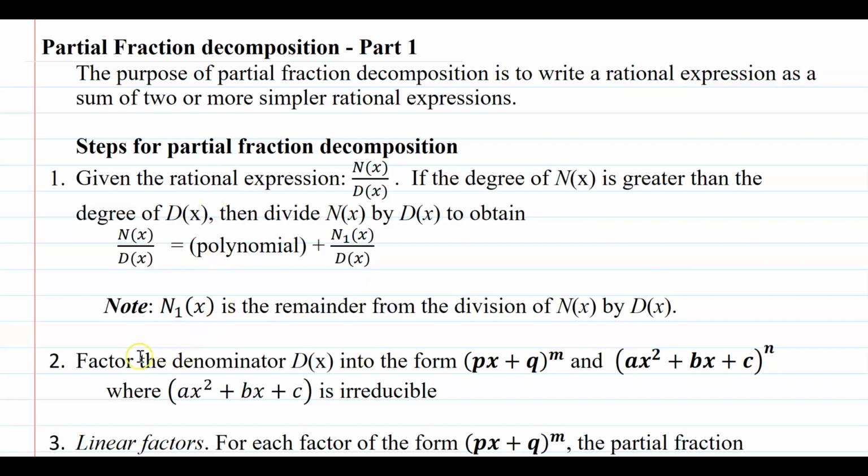Now, step number 2, factor the denominator D of x into the form (px plus q) raised to the power m and (ax squared plus bx plus c) raised to the power n, where ax squared plus bx plus c is irreducible. That means this quadratic factor cannot be reduced or factored further. So we are going to write D of x as a product of linear and quadratic factors, and the quadratic factors are irreducible.